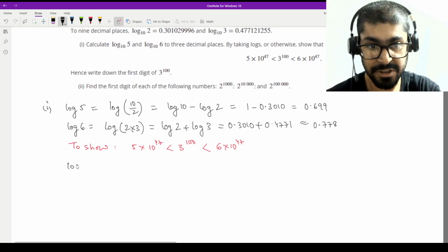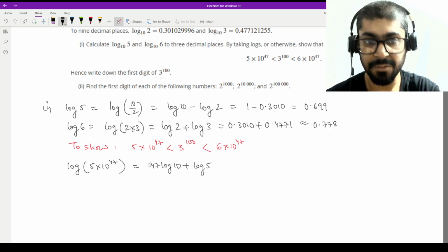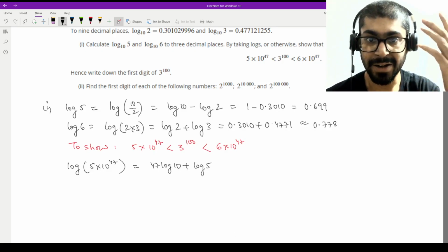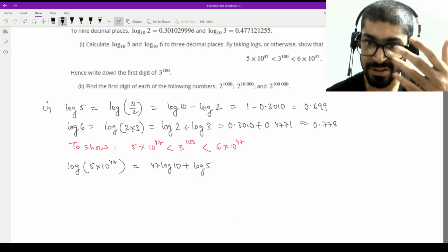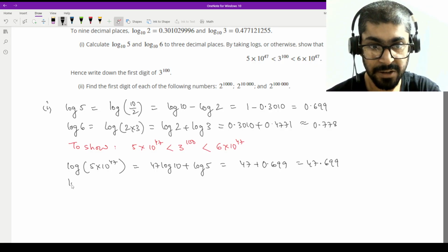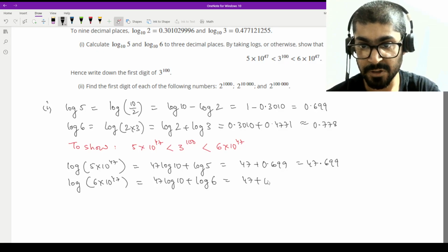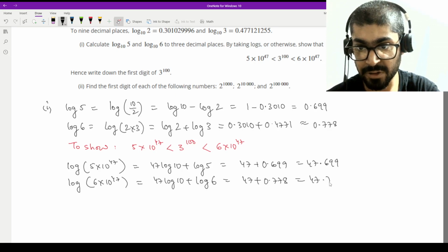Let us check log of 5 into 10 to the power 47. This is basically 47 log 10 plus log 5, because if I split it into the power rule and the sum rule, I'll get log 10 to the power 47 plus log 5. By the power rule that is 47 log 10 plus log 5, which will give us 47 plus 0.699. This gives me 47.699. Now calculate log of 6 into 10 to the power 47. Very similar way. I get 47 log 10 plus log 6, which is 47 plus 0.778, equal to 47.778.